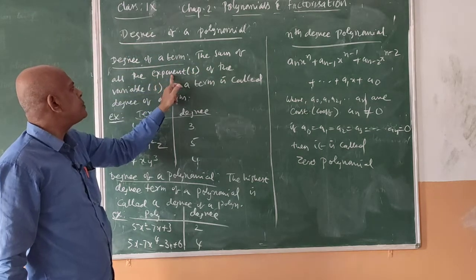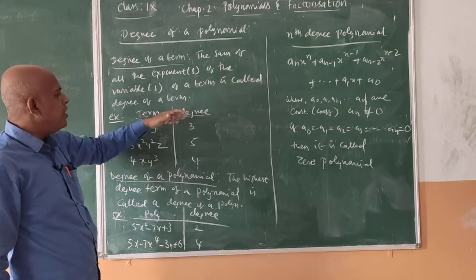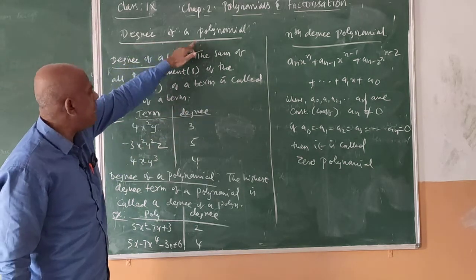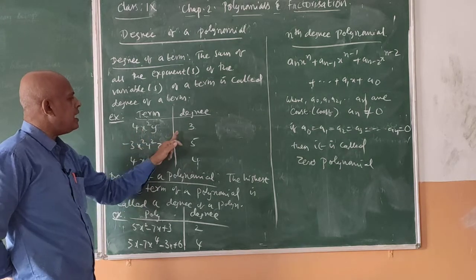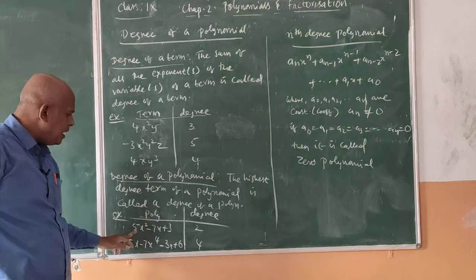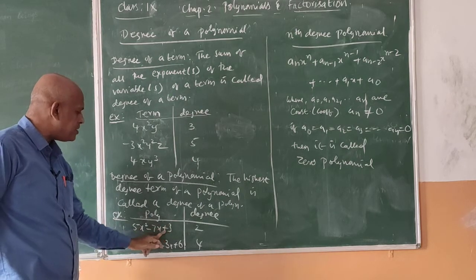The sum of the exponent or exponents of the variable or variables of the term is called the degree of the term. Now, after this we go for the degree of a polynomial. So now, individually we found here the degree of the term. Now, a polynomial contains one or more than one terms. Here it contains 3 terms. So it is a polynomial.